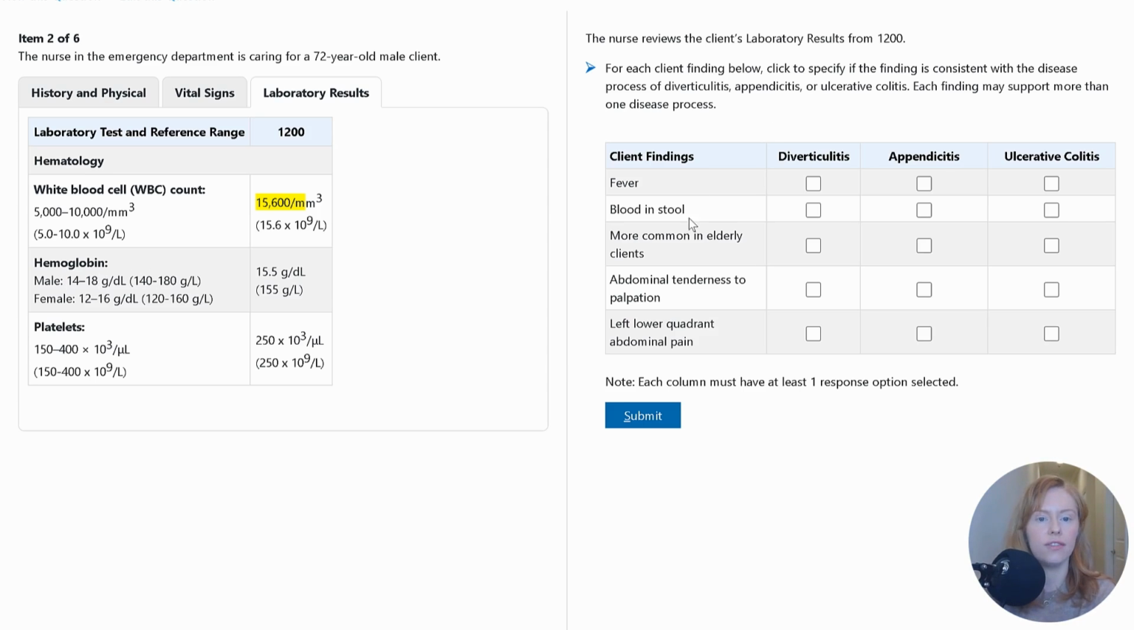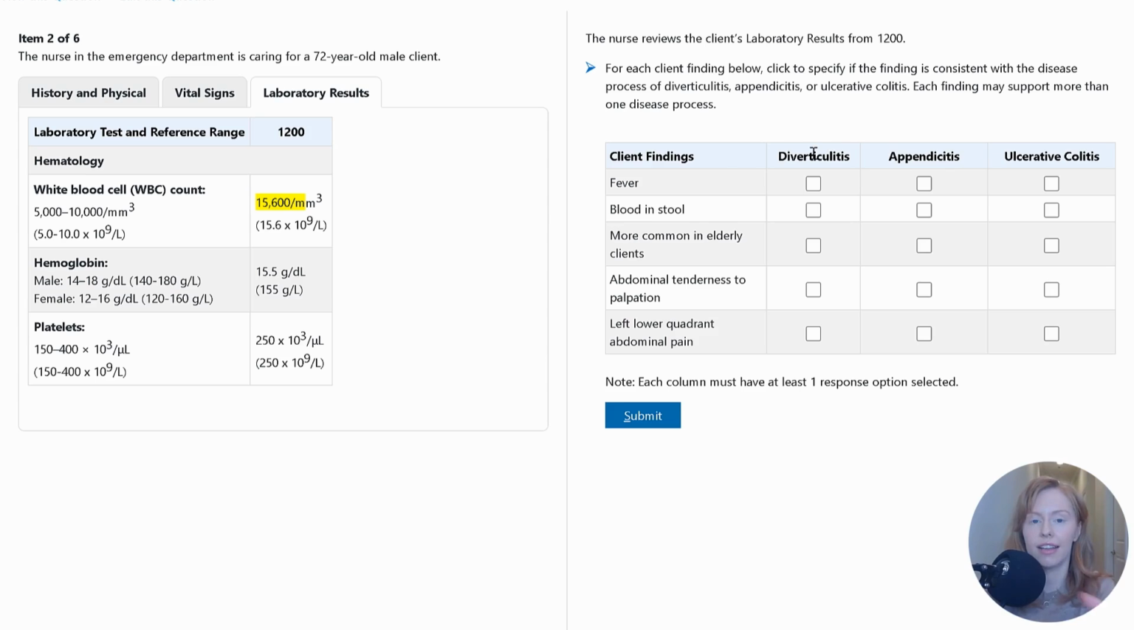For each client finding, click to specify if the finding is consistent with the disease process of diverticulitis, appendicitis, or ulcerative colitis. You'll remember from our item types video that we approached this style of question by treating each column as its own select all that apply. And so quickly, I just want you to note they're all itises. We have diverticulitis, appendicitis, and ulcerative colitis. So these are all inflammatory or infectious conditions of the GI system.